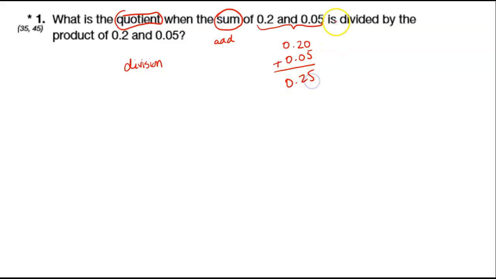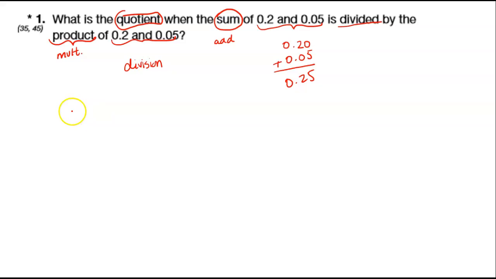What is the quotient? All right, pause. The quotient is the answer to a division problem. When the sum, the answer to an addition problem, of this and this, I'm going to go ahead and add those things. Okay, it is divided by the product, which is multiplication, of this and this.